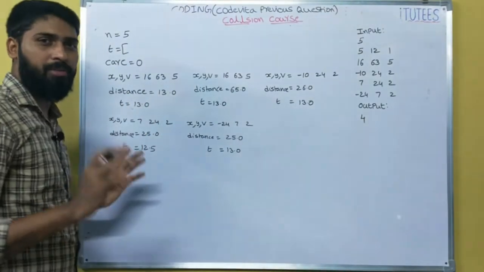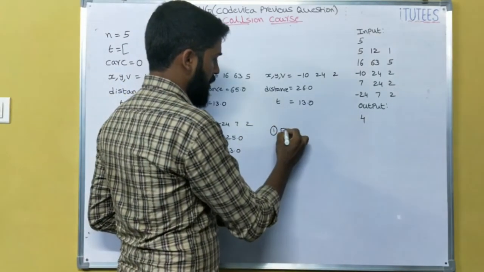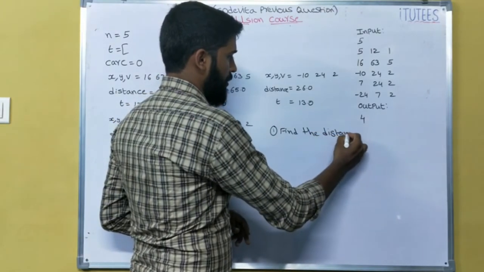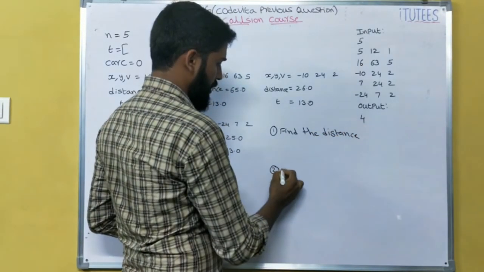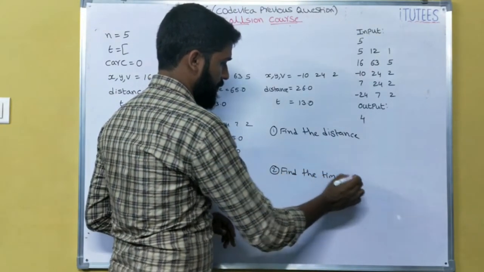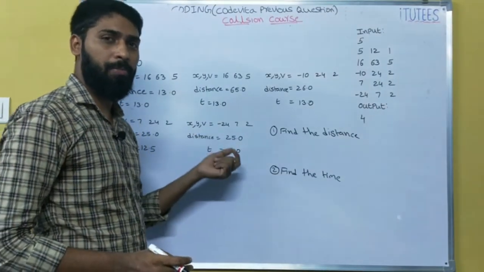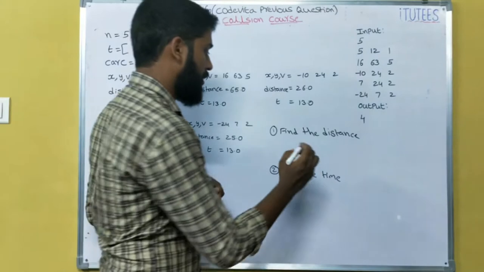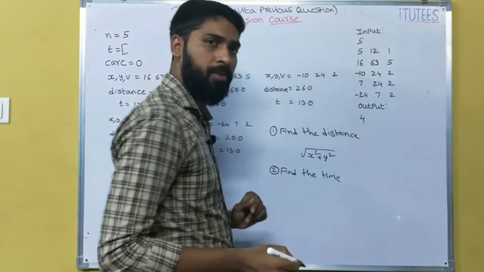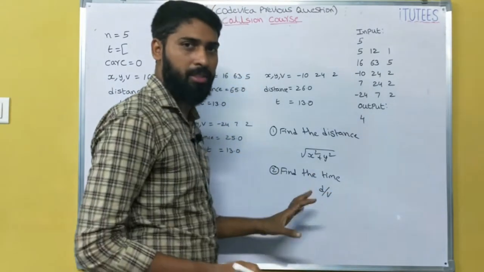So what we are doing means we are doing only 2 things. One is find the distance, and second, find the time. That's it. So let me explain these two. How can we find the distance in a 2D plane from one point to the origin? Root of x square plus y square. And how can we find the time? Distance by velocity. That's it.